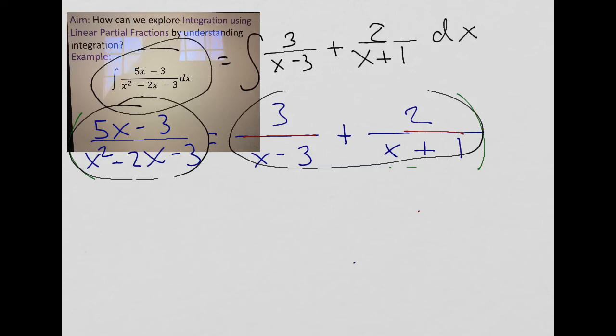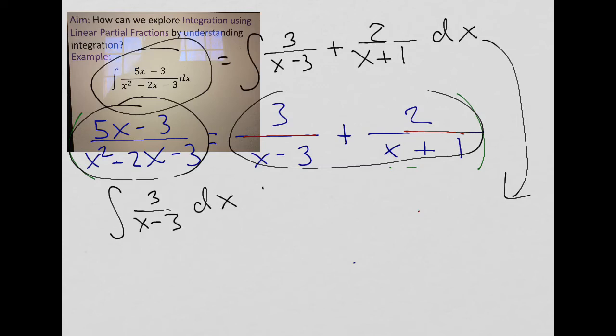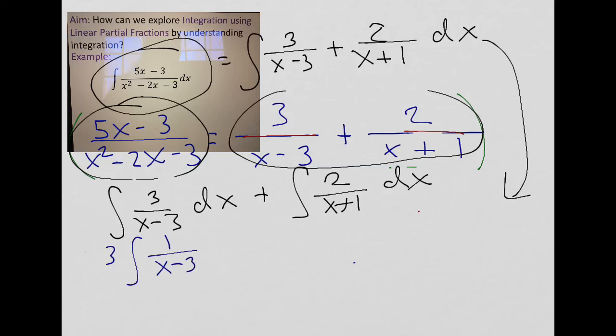Now, since it's more than one term, we can actually integrate each term. So I'm going to do that here. I'm going to integrate the 3 over x minus 3 with respect to x and integrate 2 over the quantity of x plus 1 with respect to x. So I'm going to pull out the constants. Make it a little bit easier for us to identify that when we need the antiderivative, it's going to be the ln of absolute value of something plus c.